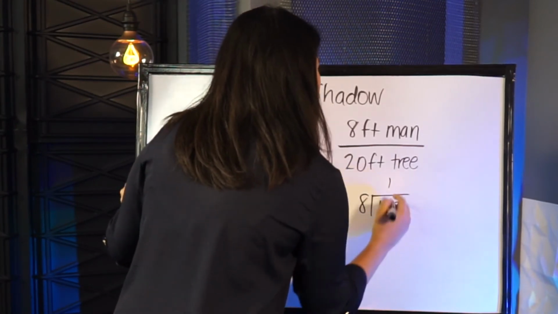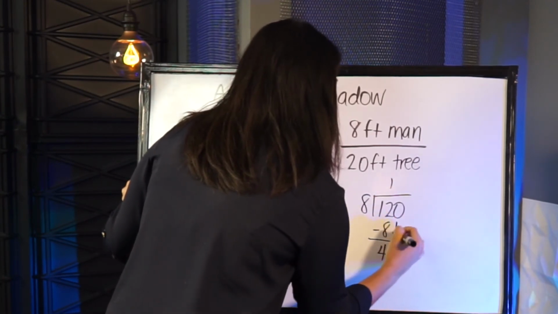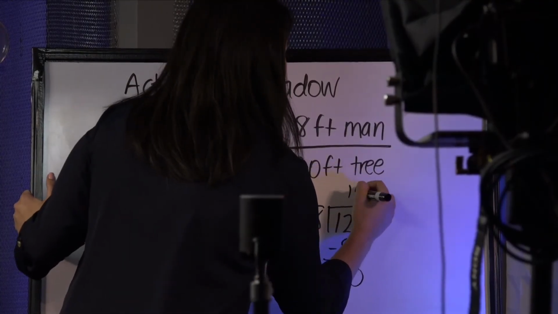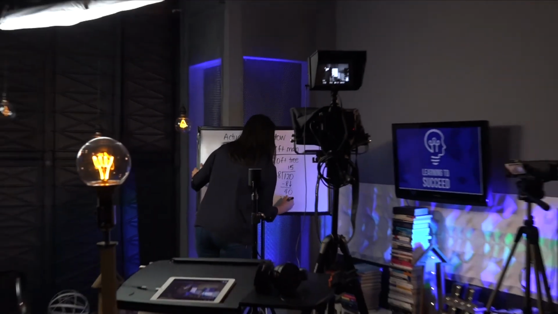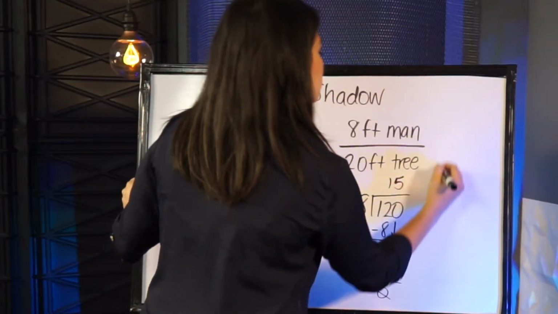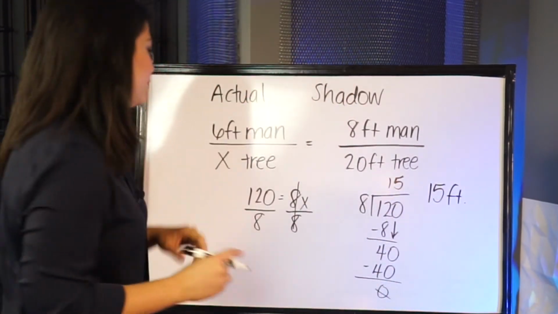8 goes into 12 one time. 12 minus 8 is 4. We bring down that 0. 8 goes into 40 5 times. 8 times 5 is 40. 40 minus 40 is 0. So the tree is 15 feet tall.